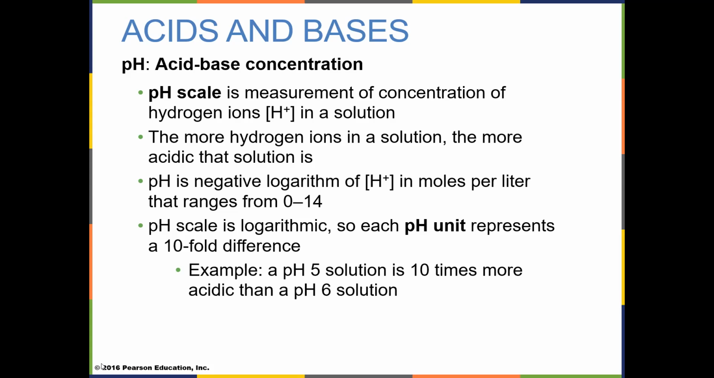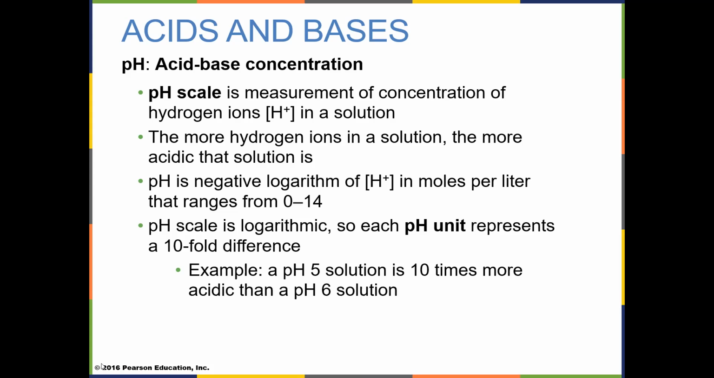So like 5 is 10 times more than 6. So if we say that the pH is dropping, the acidity is getting greater, as we get closer and closer to 0, where we have more and more hydrogen ions available.